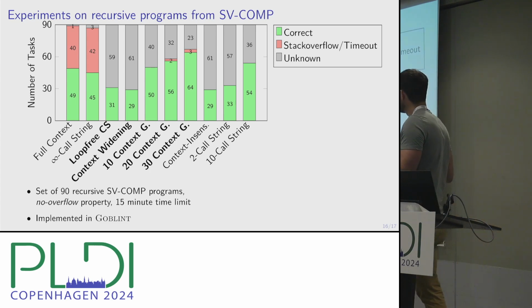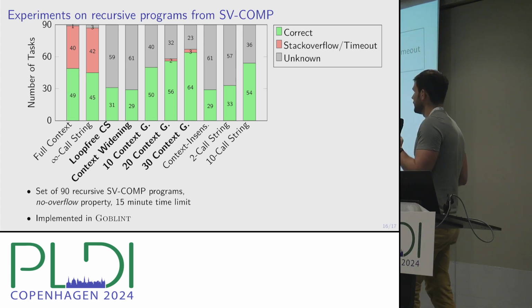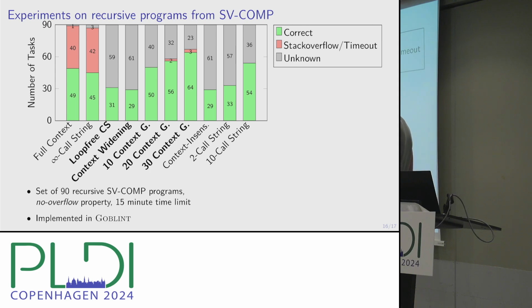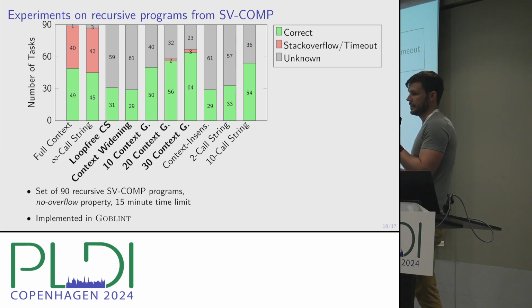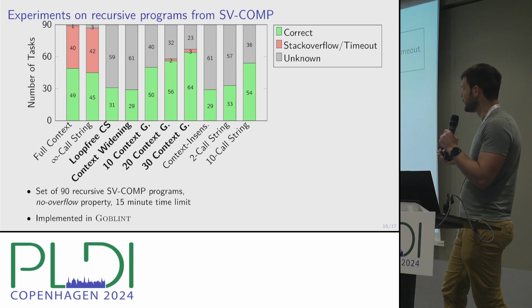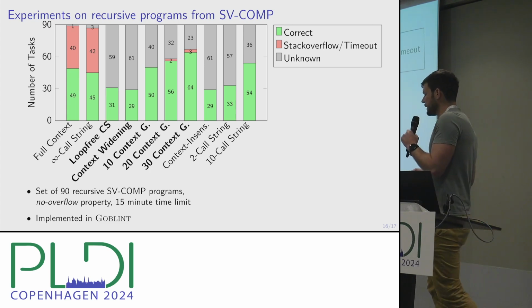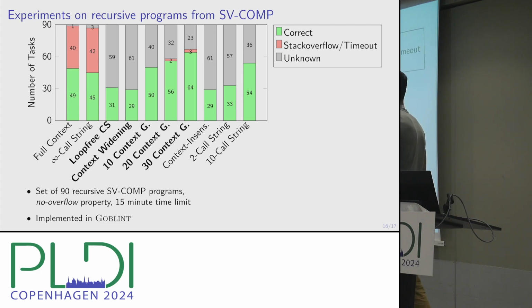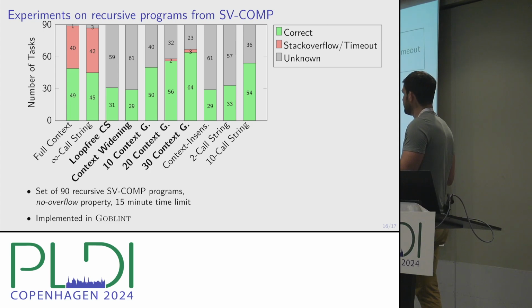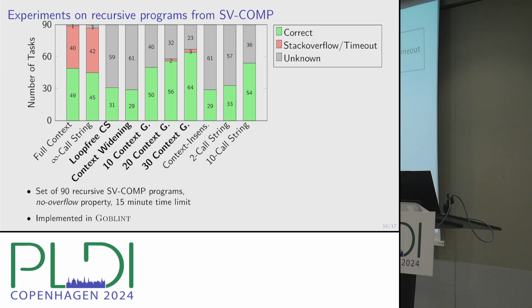And what you can see here is the number of correct verdicts on these tasks. So these were about the no overflow properties, so whether we could show for a task that it contained no integer overflow. So these were all very integer heavy programs. So that was the task. And so with the green bars, you can see the number of correct verdicts that each configuration produced. And in red, you see the number of stack overflows or timeouts that were produced.